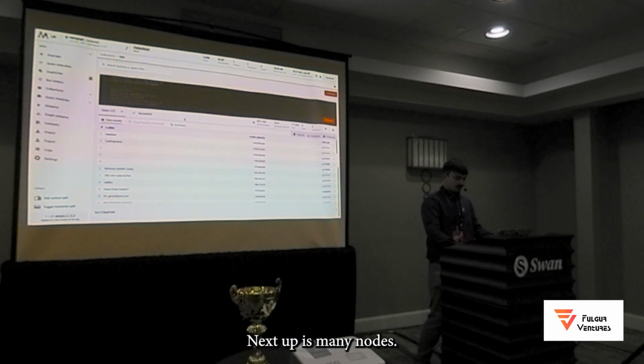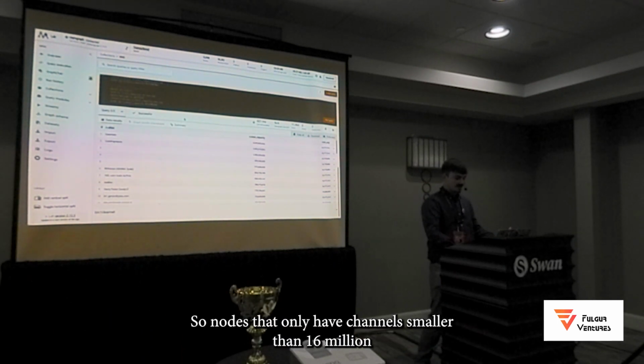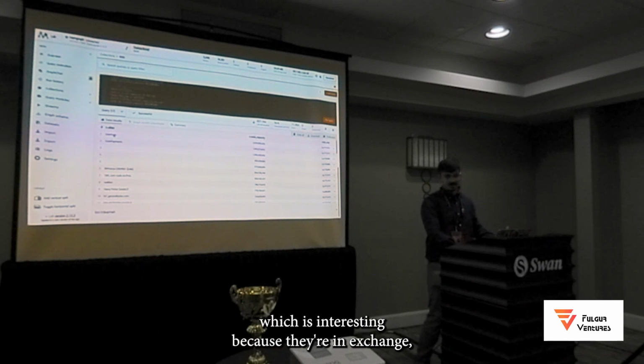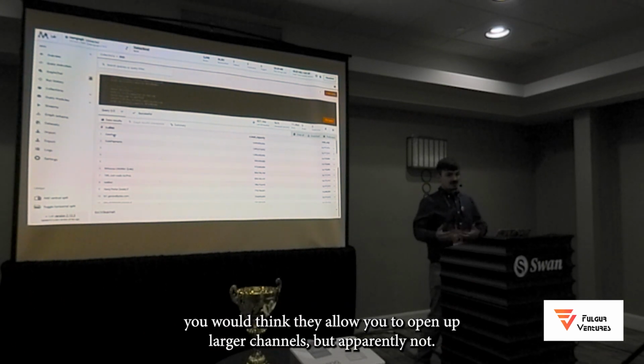Next up is mini nodes, so nodes that only have channels smaller than 16 million sats. And the number 1 is CoinGate, which is interesting because they're an exchange. You would think they'd allow you to open up larger channels, but apparently not.